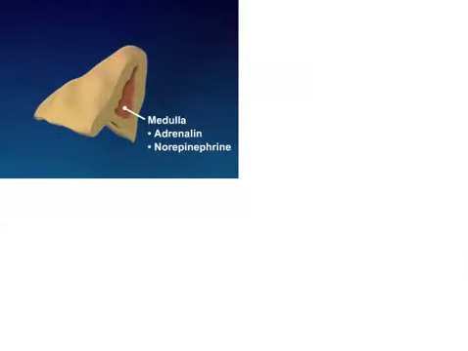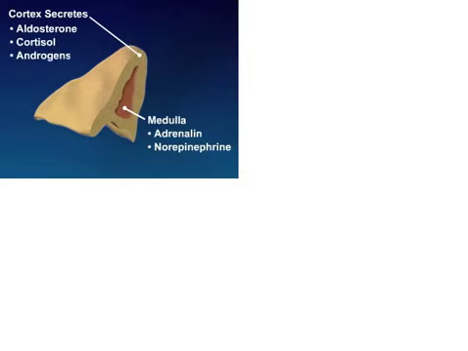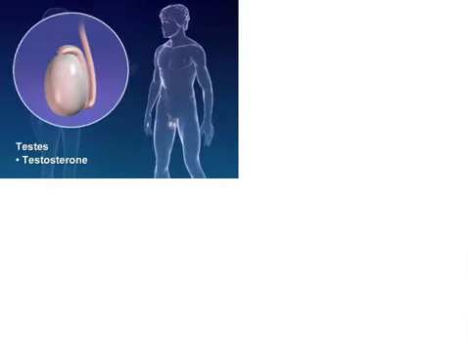Medulla secretes adrenaline and norepinephrine that prepare the body for stressful situations. Cortex secretes aldosterone, which regulates sodium reabsorption and potassium excretion in the kidney. Cortisol reduces inflammation. Androgens stimulate male sex characteristics. Testes produce testosterone.